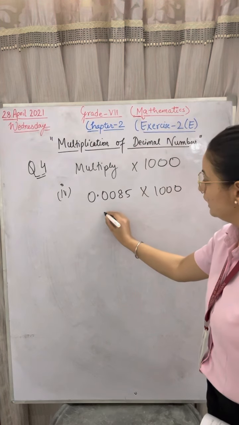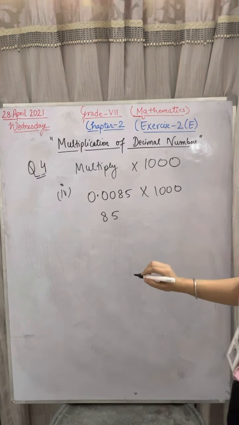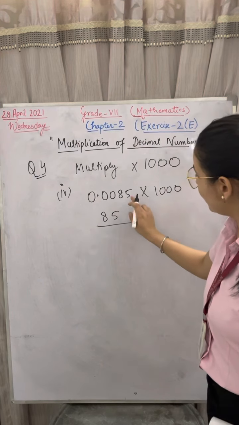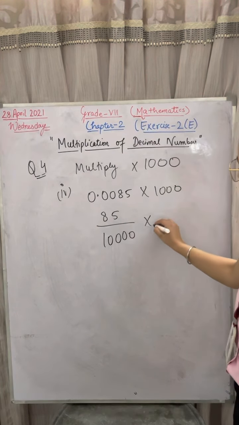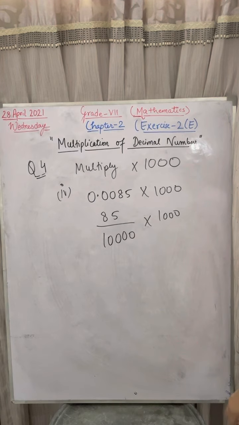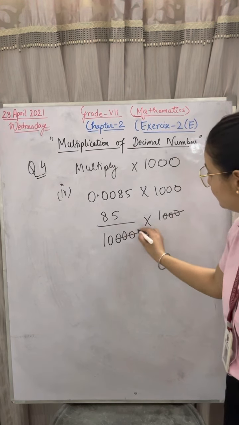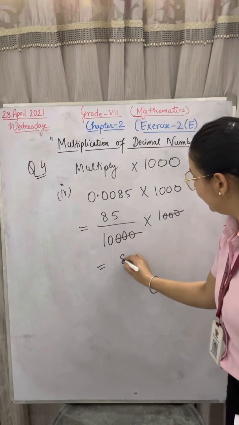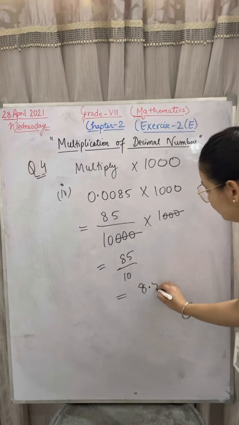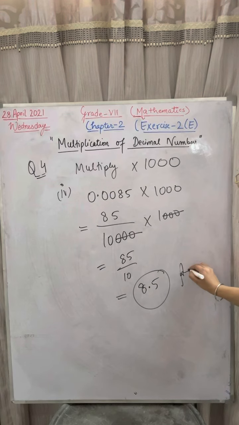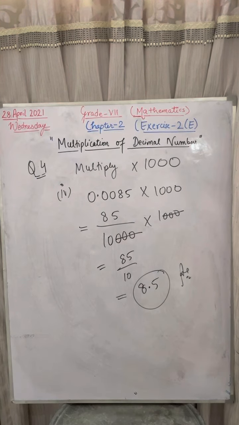Now it will be 85 divided by 1, 2, 3, 4 zeros, multiplied by 3 zeros. Okay, 3 zeros will get cancelled. What is left? 85 divided by 10 is left and it equals 8.5. Any doubt? Yes, Gatik, absolutely correct.